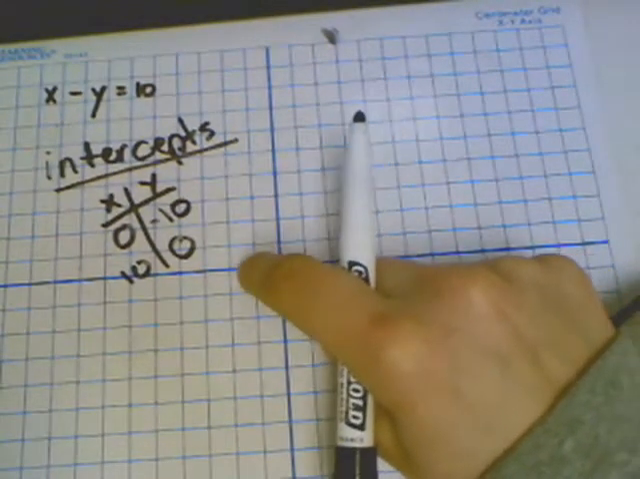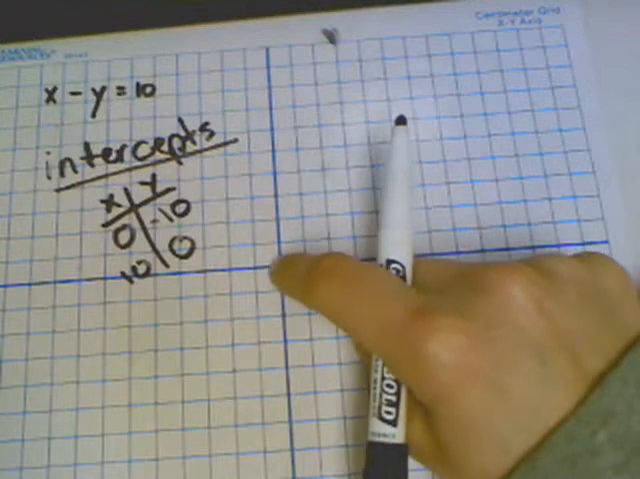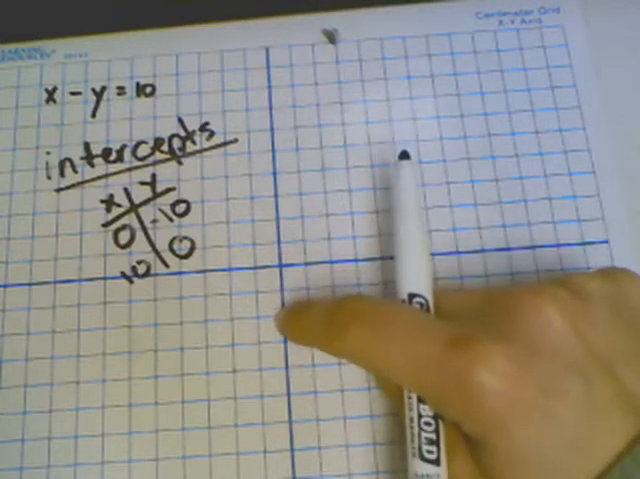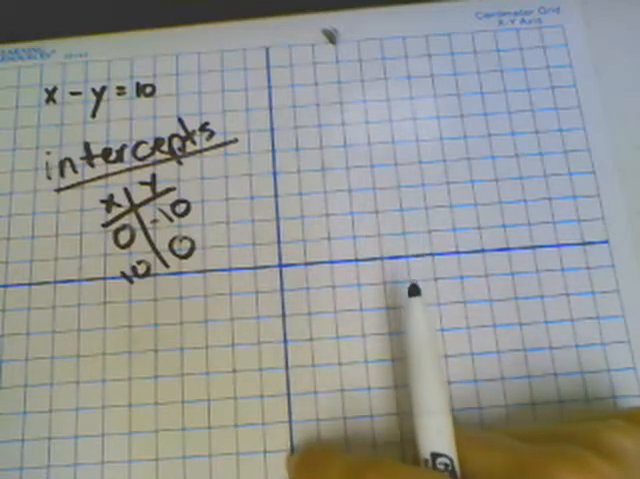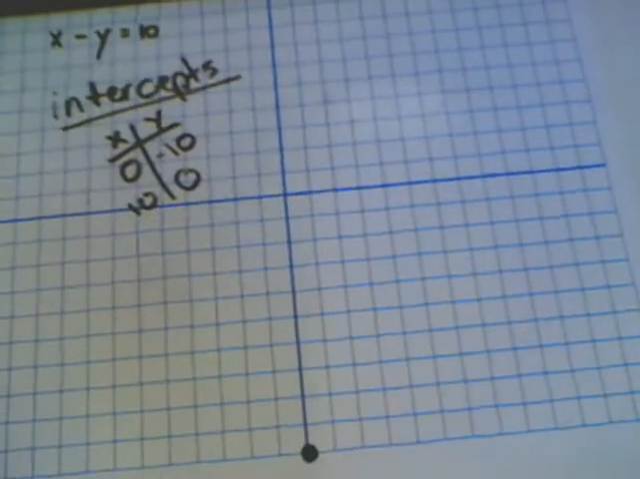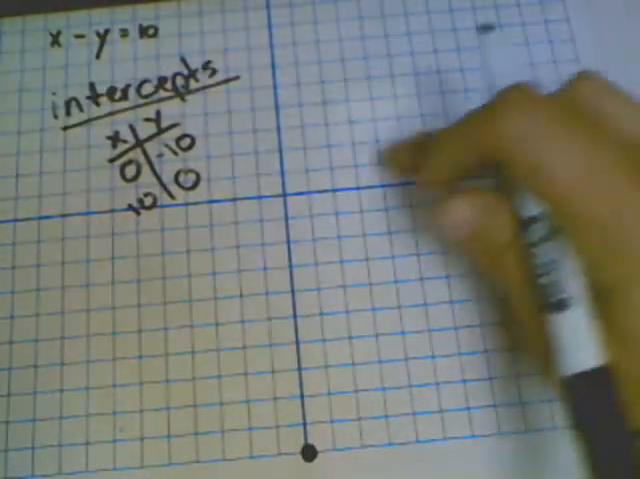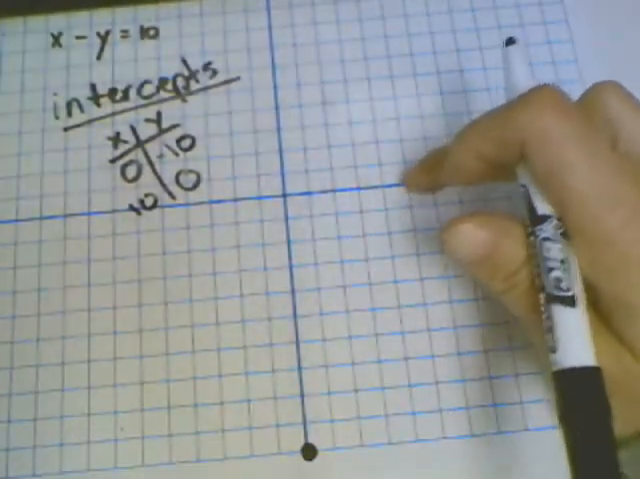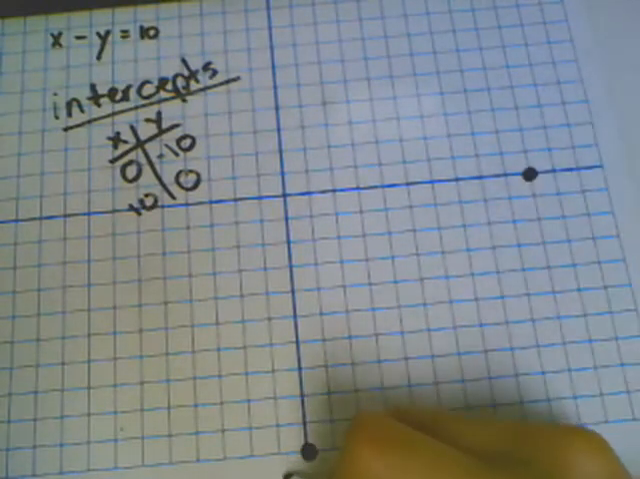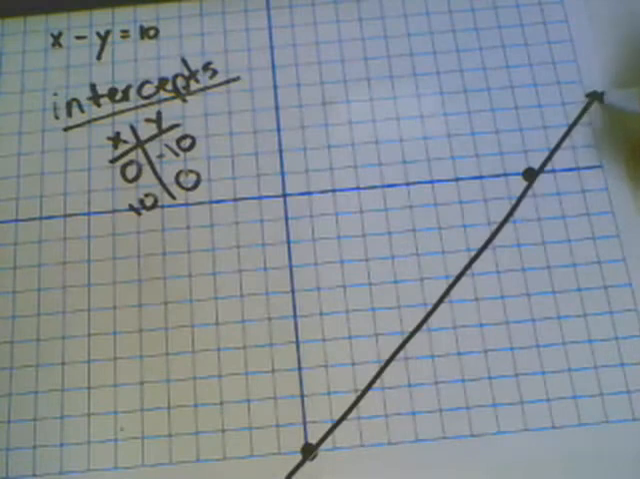0, -10 is way back here. 1, 2, nope, I lied. 0, -10 is down here. 0 for x, 1, 2, 3, 4, 5, 6, 7, 8, 9, 10, right at the bottom here. Can't even see it. Okay, 10, 0 is way over here. 1, 2, 3, 4, 5, 6, 7, 8, 9, 10. So this graph is the line right here.